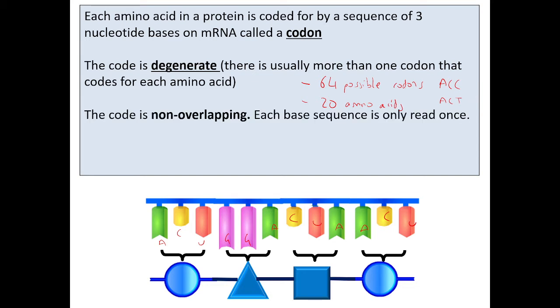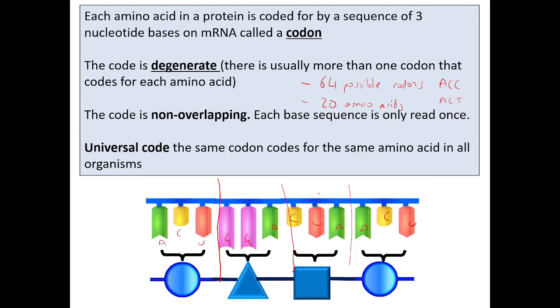Second idea is that this code is non-overlapping. You only read your triplet once. So that triplet gets read and then it's done. Then that triplet, then that triplet, and then that triplet. You're not mixing, you're not maxing. It is very uniform, 3, 3, 3, 3 bases as you go, and it only gets read once as you make your amino acid sequence.